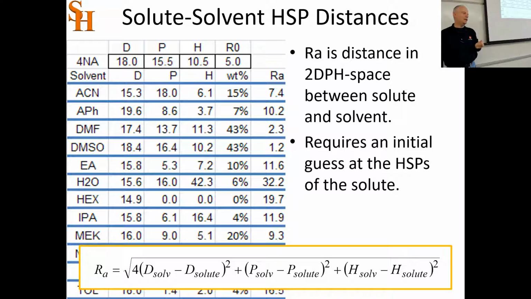This Hansen distance, RA, we calculated. This one right here uses these D values, P values, and H values, comparing them to these. So that's the distance between acetonitrile and 4-nitroaniline. Does everybody follow that? Then you go down a row and it's acetophenone compared to 4-nitroaniline. The next row is DMF compared to 4-nitroaniline. Those are the distances of every solvent to our solute.